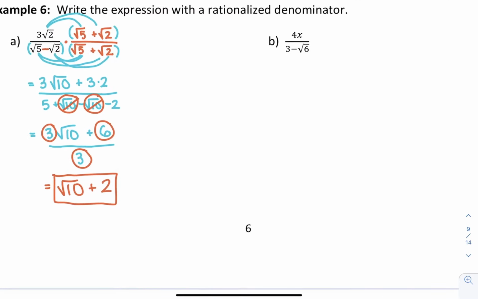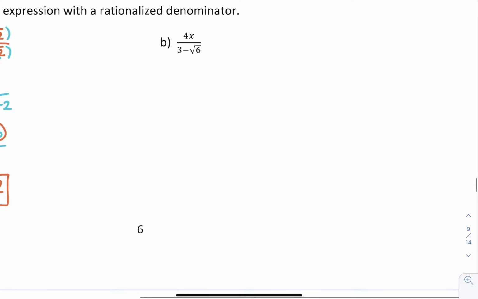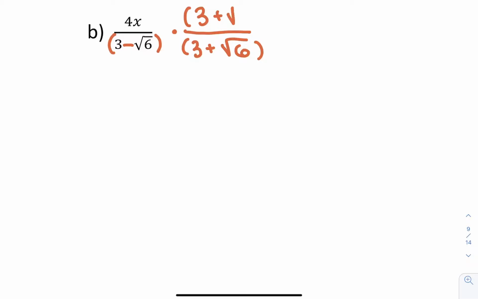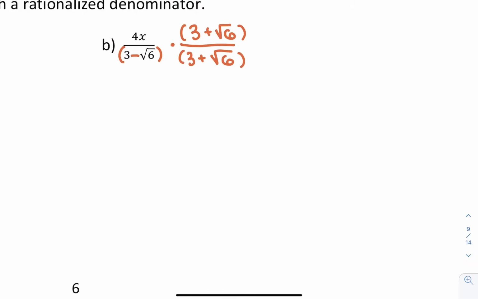Let's try the next one. So in this last one, we have a subtraction problem in the denominator, so we're going to multiply by the conjugate. So we change the subtraction to an addition, and that's how we multiply by the conjugate. So now I'm going to multiply everything out. So 4x times 3 is 12x. 4x times square root of 6 is 4x square root of 6. And then the denominator, 3 times 3 is 9.